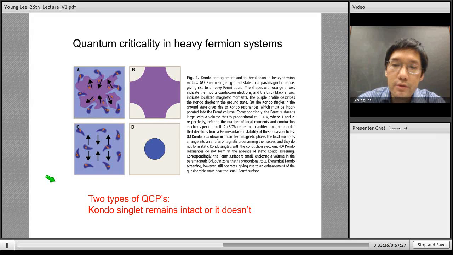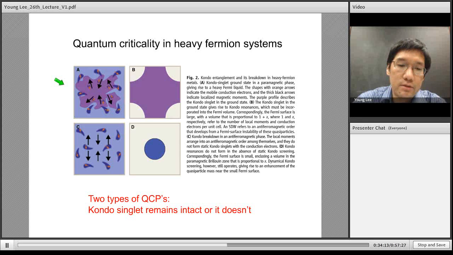Usually at low temperatures, you have an ordering of the moments on the f electron elements. If you change some parameter, you might be able to get rid of that ordering. And you can say that's a quantum critical point. There are different scenarios for how this can occur, and that's what's tried to be drawn in this cartoon. So you can have the Kondo singlet remaining intact in the ordered state or not.